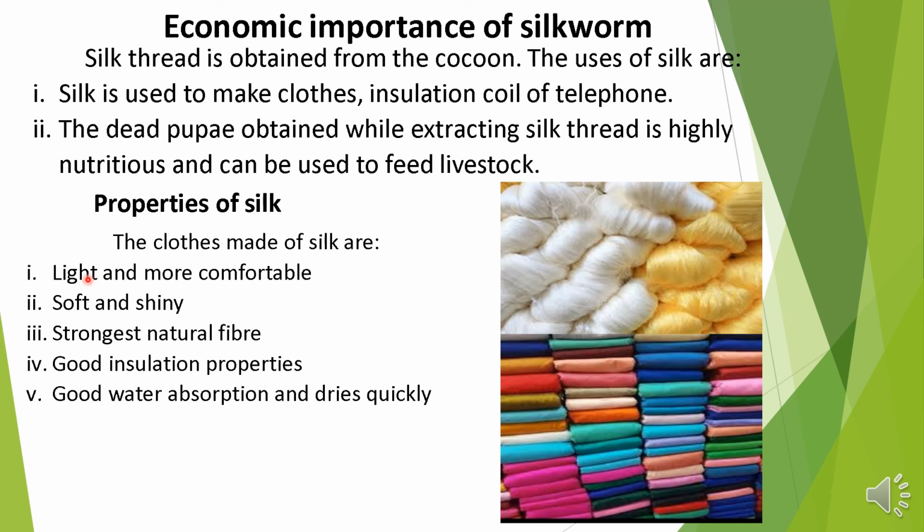Now, what kind of silk can be obtained from the silkworm? What is the property of the silk? The clothes that are made of silk are light, more comfortable, soft and shiny, the strongest natural fiber, with good insulation properties, and good water absorption, and they dry up quickly. These are the properties of silk, and good quality silk can be obtained from the silkworm.